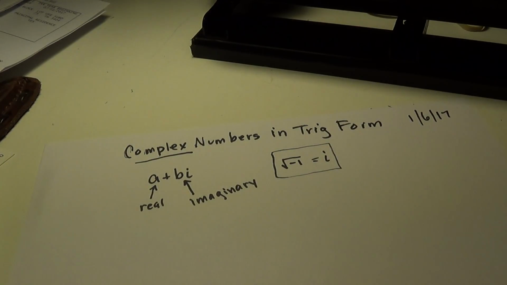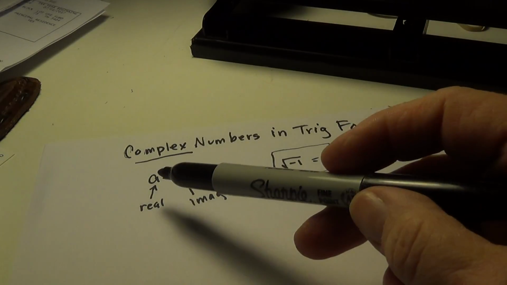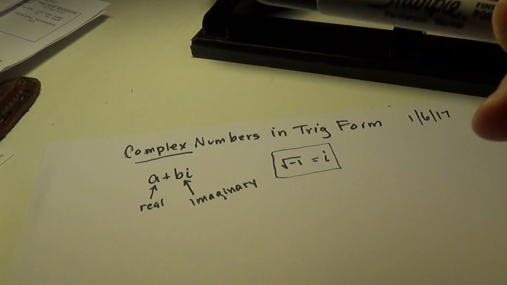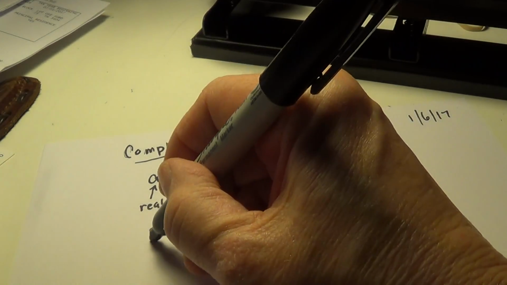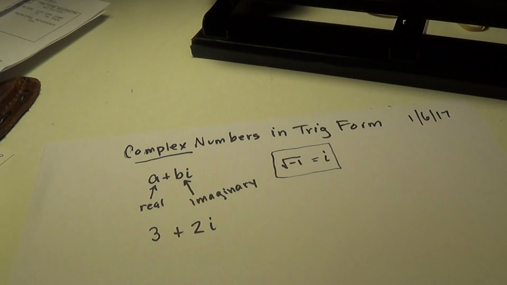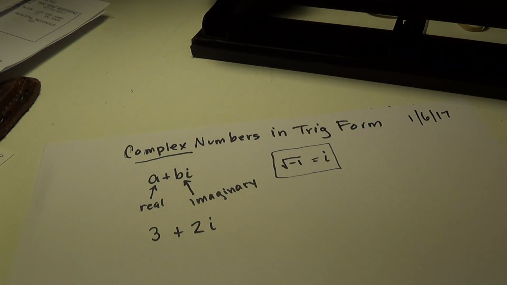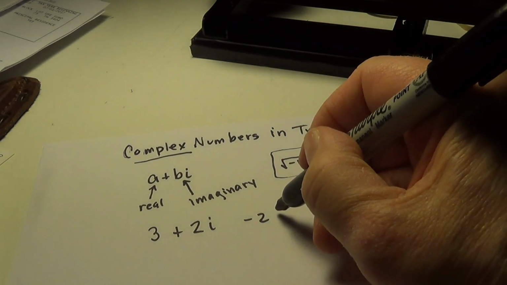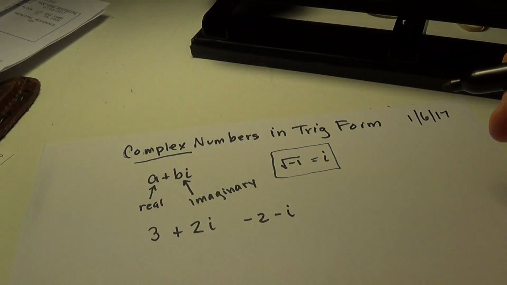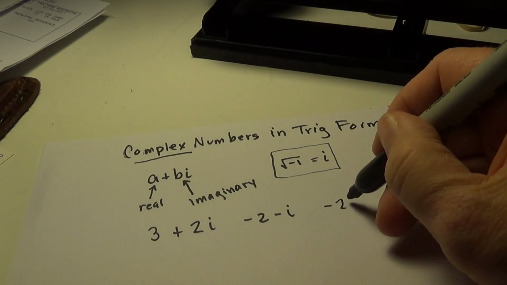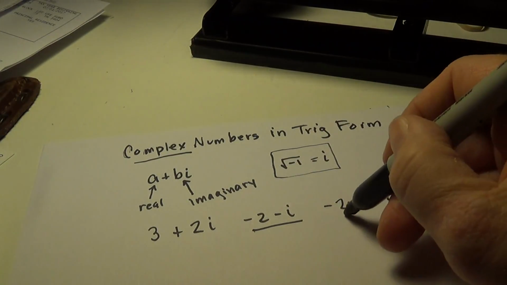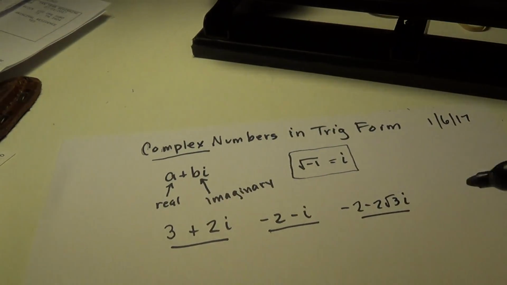So the square root of -1 is i, and in a complex number you have the real part followed by the imaginary part. For example, 3 plus 2i. So it has the real part followed by the imaginary part. Or -2 minus i, or -2 minus 2 square roots of 3i. So these are all examples of complex numbers.